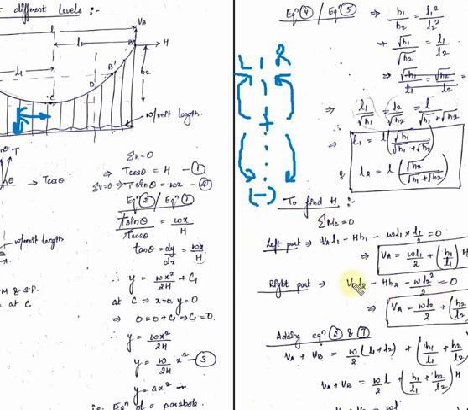I will explain this term also. VB is acting in the upward direction, so VB will take C point in this direction, that is the anti-clockwise direction. If the right movement is anti-clockwise, bending moment is positive. So plus VB into perpendicular distance, which is L2. Perpendicular distance of VB from C point is L2. So plus VB into L2.